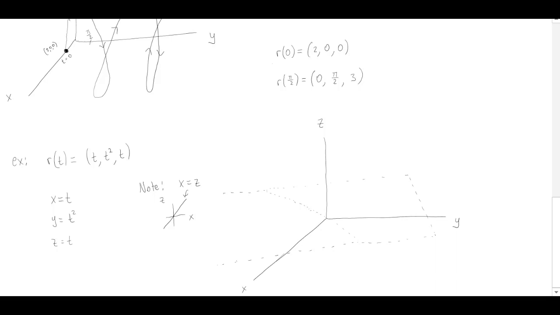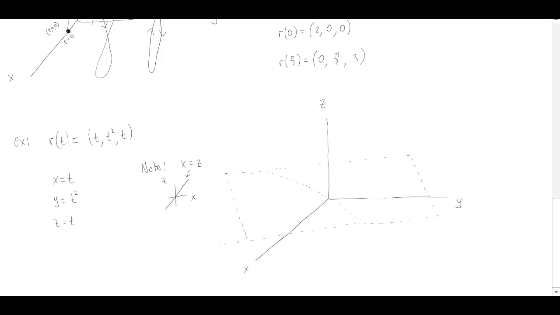Okay. So I have this plane, and one thing that we can get from the equation x equals z is that our curve should be somewhere on this plane, okay? Now, if we really want to get a better feel for what this is going to look like, then of course I need to look at the equation for y. All right, so we have y equal to t squared. So let's think about that for a moment.